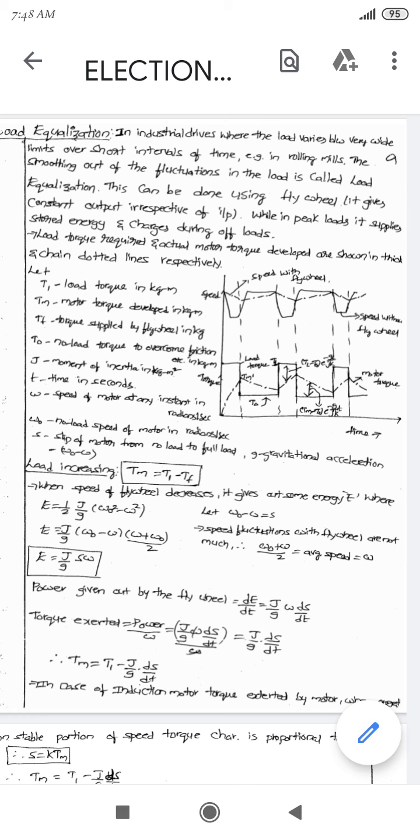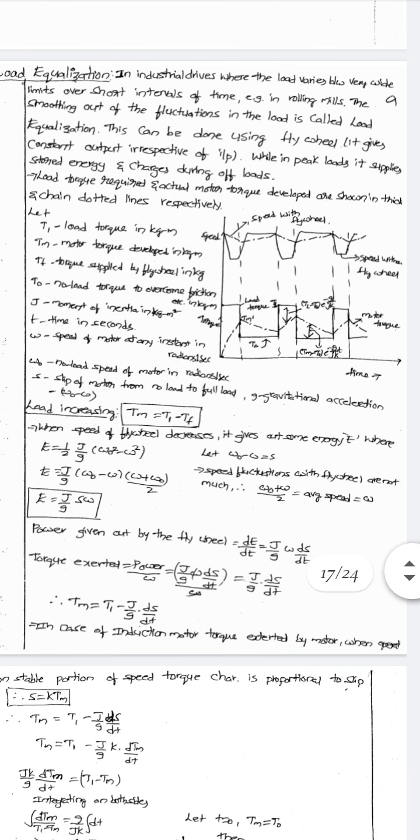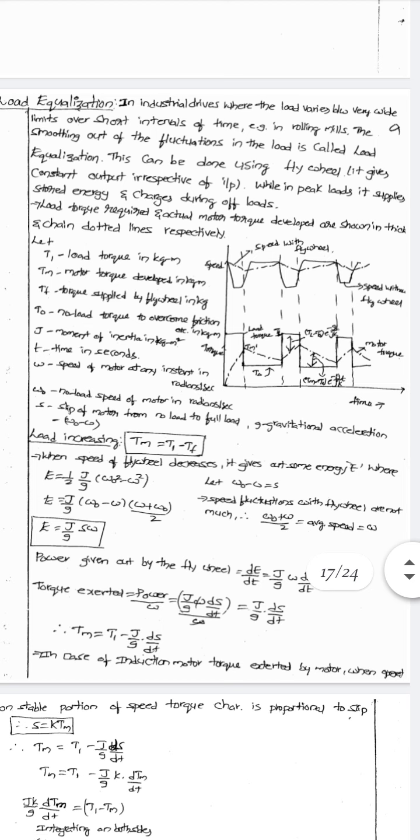In general, how can you equalize the load? The load is considered mainly in three ways: low loads, high loads, and medium loads. Medium load is termed a constant load, while low and high loads we call fluctuations. Removing these fluctuations, we get load equalization. If the motor is running at constant load, then automatically you can call it load equalization.